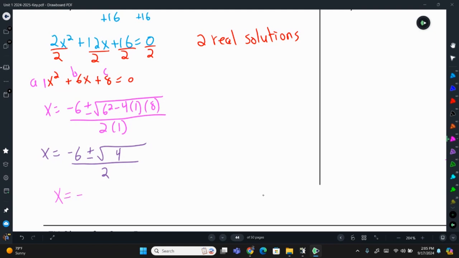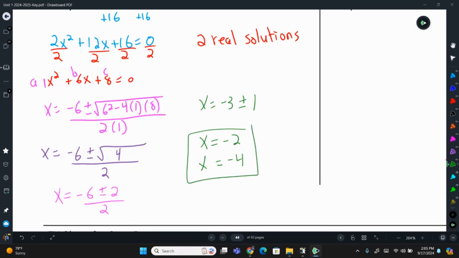So x equals negative 6 plus or minus 2 over 2. Now, all of those numbers are divisible by 2. Negative 6 divided by 2 is negative 3. Plus or minus 2 divided by 2 is 1. So we get negative 3 plus or minus 1. So our two solutions will be negative 3 plus 1, which is negative 2, and negative 3 minus 1, which is negative 4. Okay, so finding that discriminant will tell you kind of what to expect.